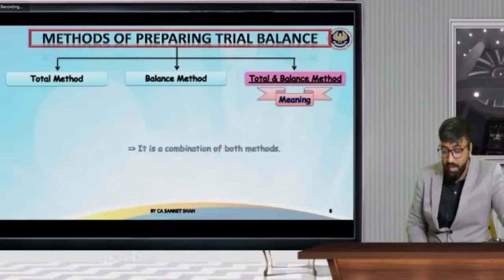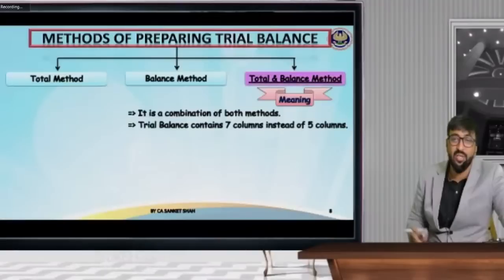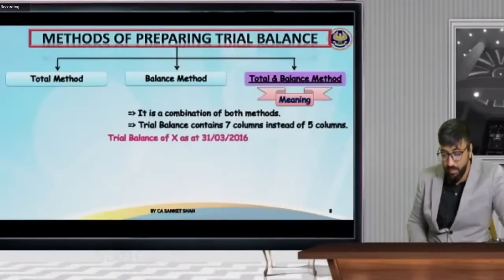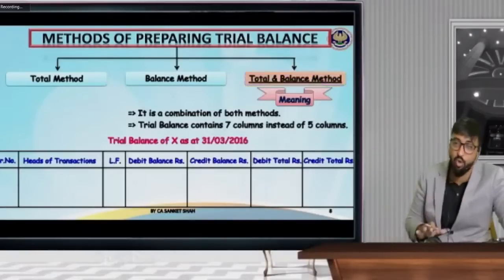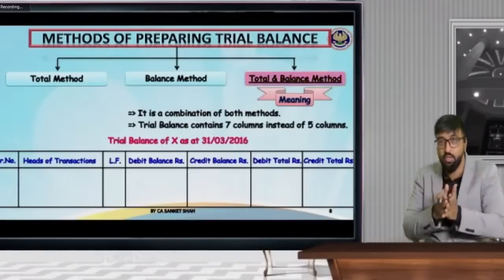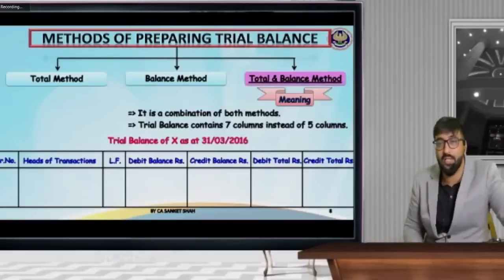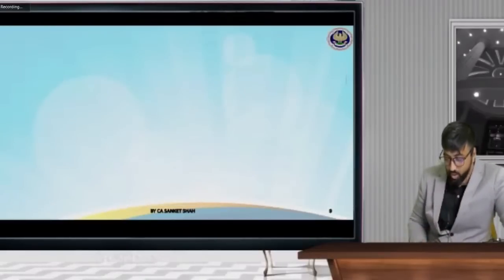Commonly used, and the total and balance method is a combination. So instead of 5 columns, now for 5 ledgers, we will prepare 7 columns. So beta, which are the 7 columns? See here. Serial number, head of transaction, LF. LF why? Because the trial balance is prepared from the ledger, through the ledger folio. So debit balance will come, credit balance will come, and debit total also and credit total also. So this is not at all a popular method. So instead of 5 columns, you will prepare 7 columns. Balance also and total also. Combination. So the combination of total and balance method is called the total and balance method. Over. This topic is finished.